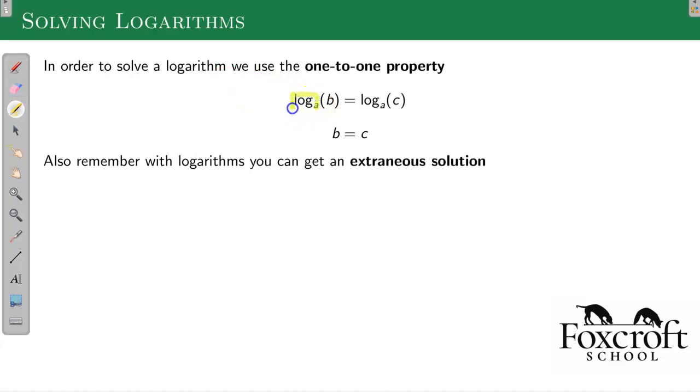The way we talked about solving logarithms is using the one-to-one property. If I'm able to get just a single log on the left and a single log on the right, the only way these two things can be equal is if the insides are equal. So we pretty much just ignore the logs and set those two insides equal.